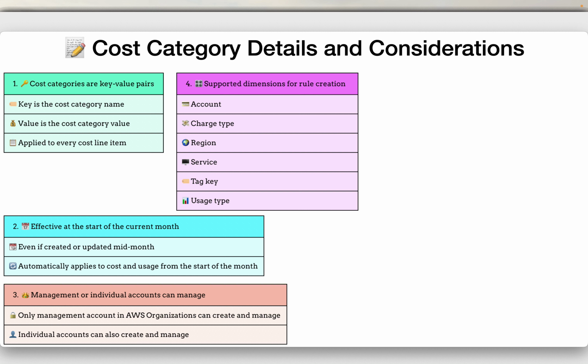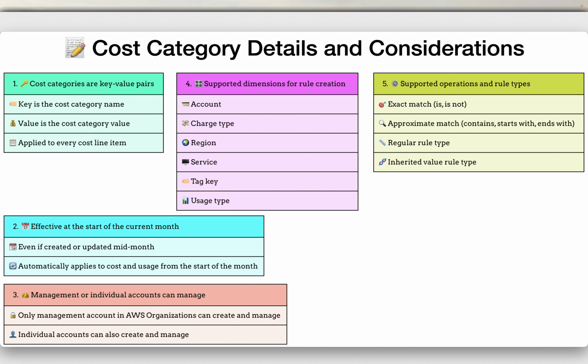Various billing dimensions can be used to create cost category values. These are the dimensions: account, the AWS account number or account ID; charge type; region, like US East 1, US West 1, all those regions; service, the name of the service; tag key, which is the resource tag key; and usage type.